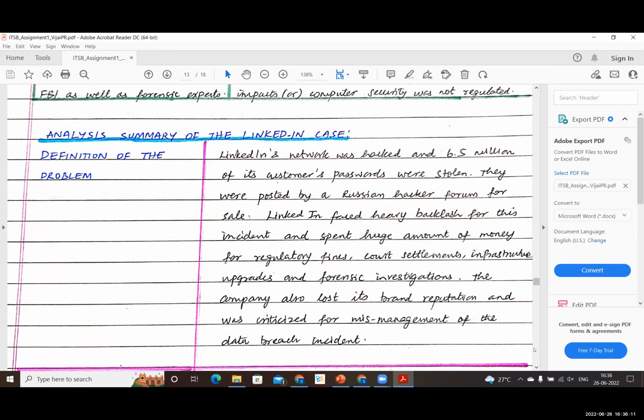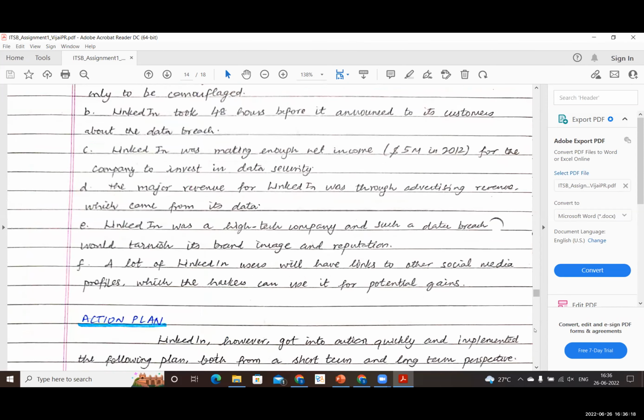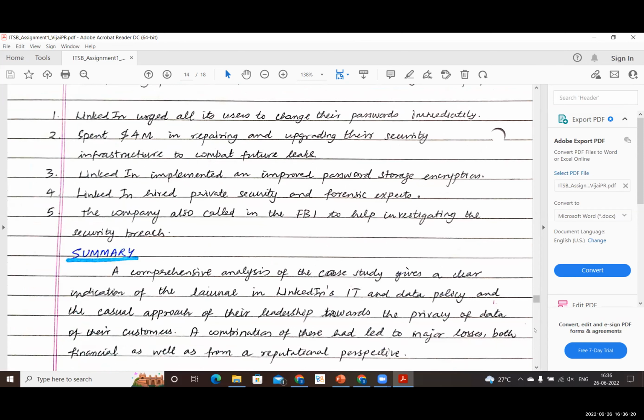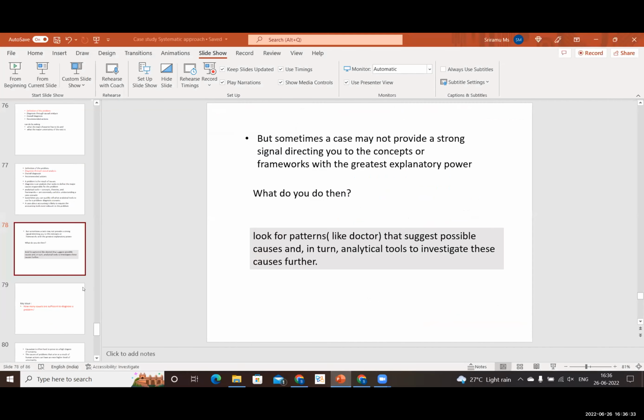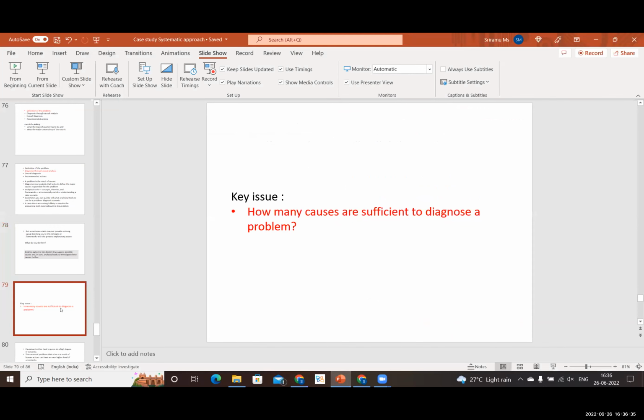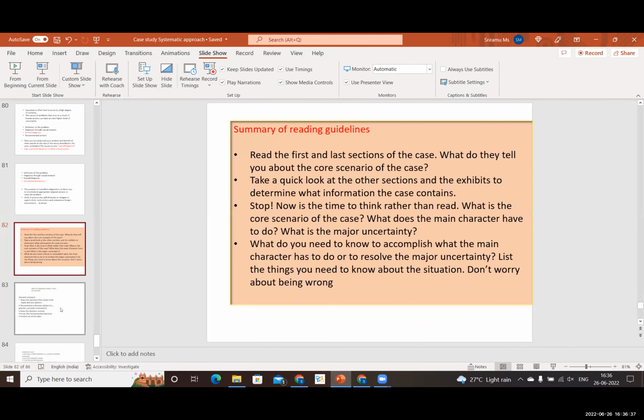Just an example I wanted to share with you: the majority of the students afterwards wrote the evidence-based action item, action plan, and summary. So everything is written. This is an assignment case study about LinkedIn. That is pretty much what I wanted to share. Is there anything missing? You can ask.